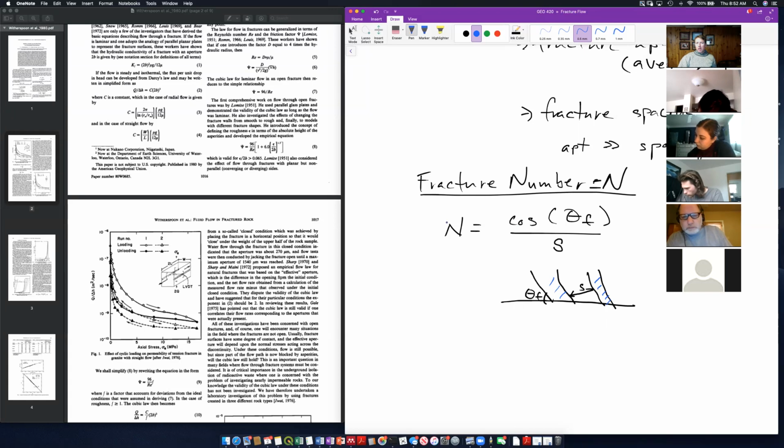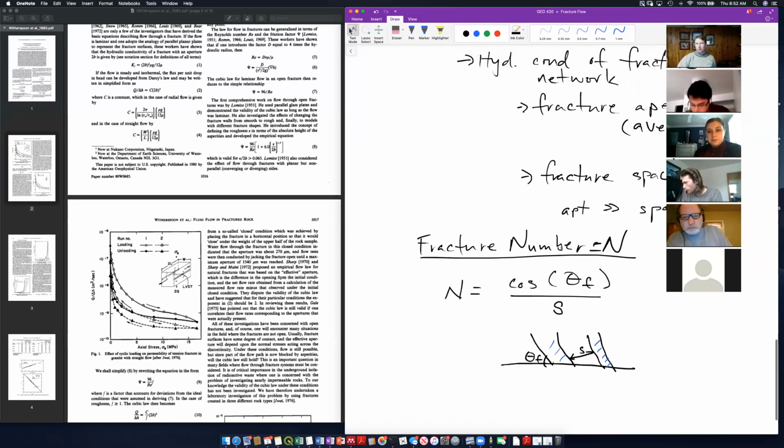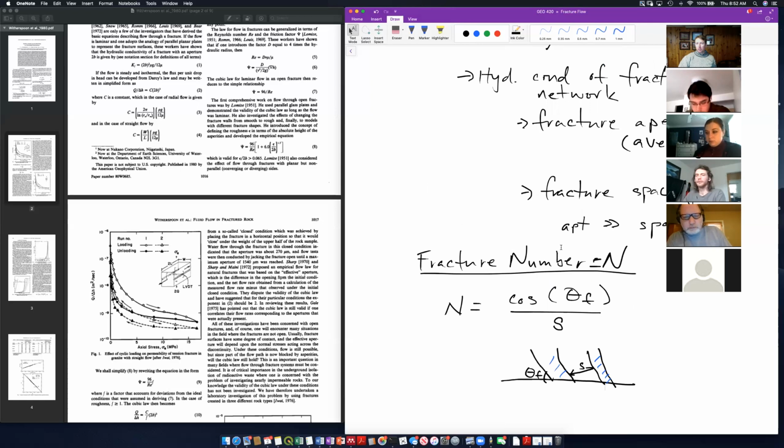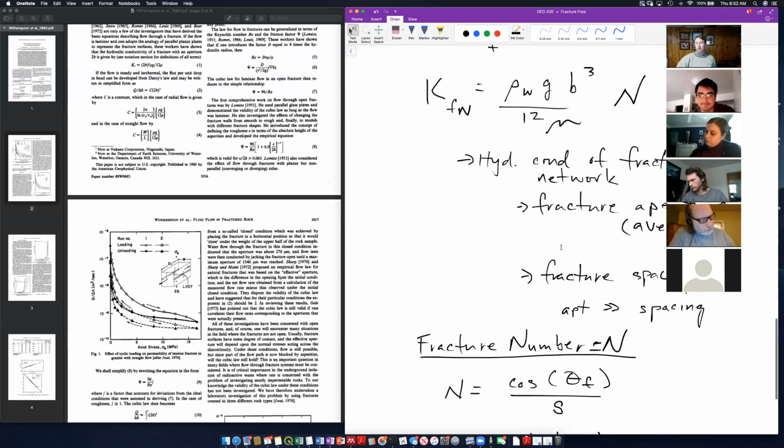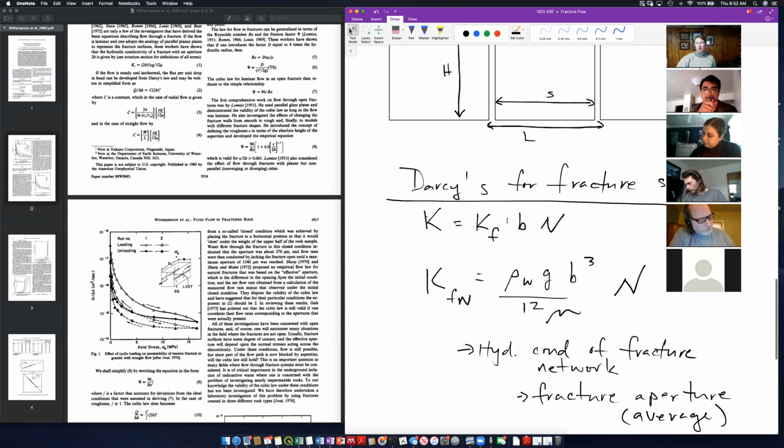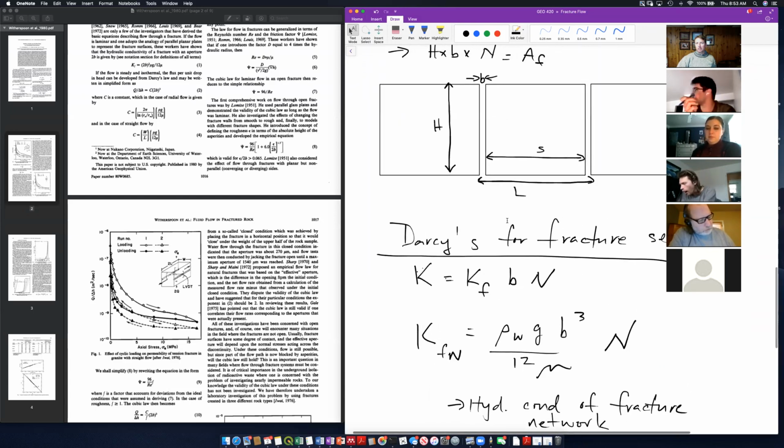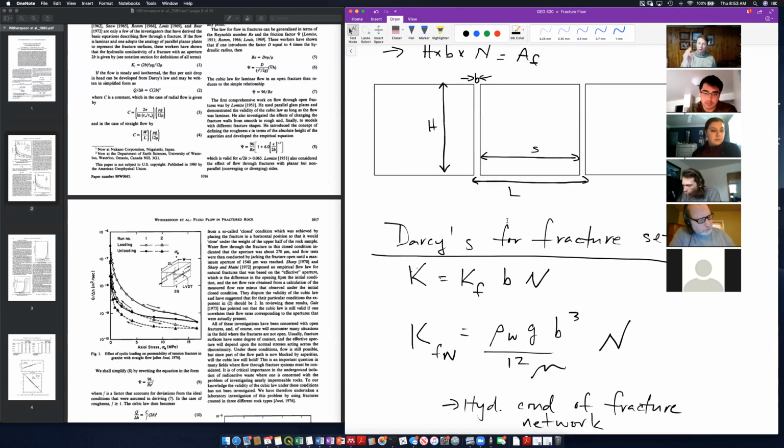Okay, so the bottom line is spacing, fracture spacing, S, and fracture aperture or average fracture aperture. Those are the two main characteristics that we're interested in if we're thinking about our fracture network as this set of parallel planes. All right.